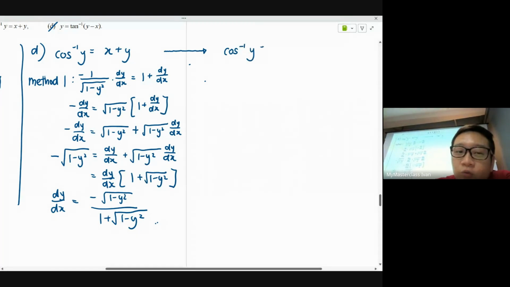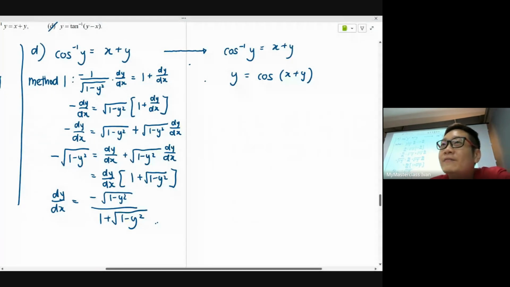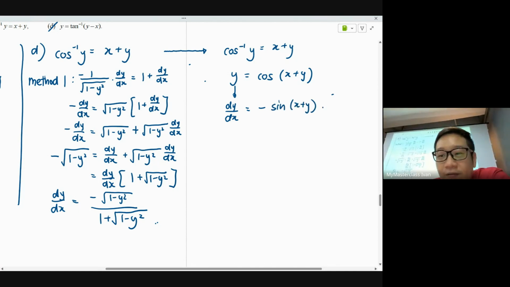Method 2, cosine inverse y equals to x plus y. Ryan, cosine inverse bring to the right side become what? Y equals to cosine x plus y, you can see there's fluidity. Differentiate y become what? Dy dx. Differentiate cosine, Ryan, become what? Minus sine x plus y times 1 plus dy dx. Then go and make dy dx the subject. So on and so forth.